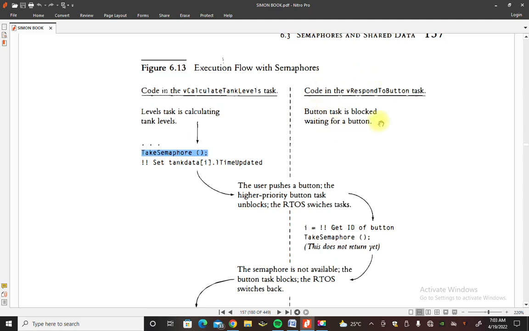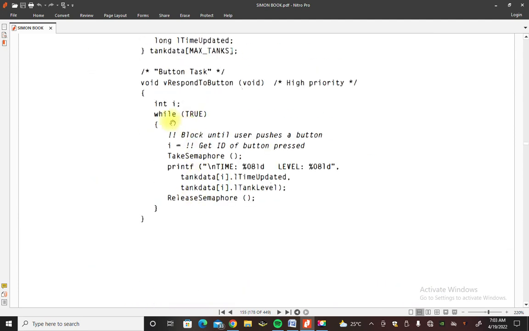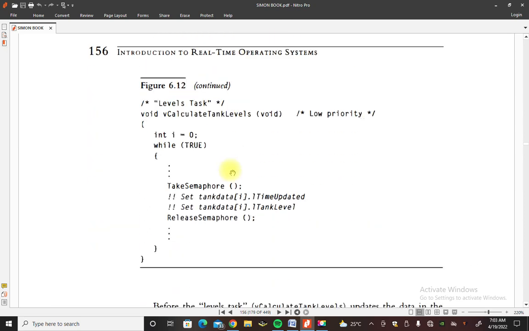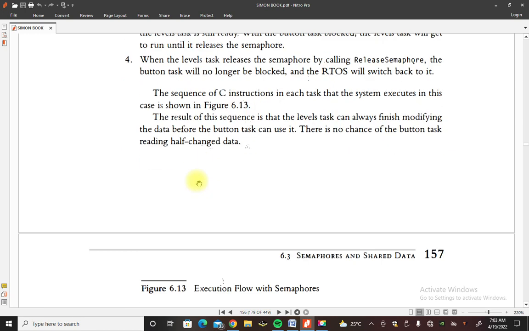Because the respond to button task has the highest priority, it goes to the highest priority. When the user presses the button, the highest priority button task unblocks and the RTOS switches to it. Here also, if you see in this code, in the button task we are willing to take the semaphore, but the semaphore was already with the level task. So the button task, even though it is highest priority, has nothing to do without the semaphore.